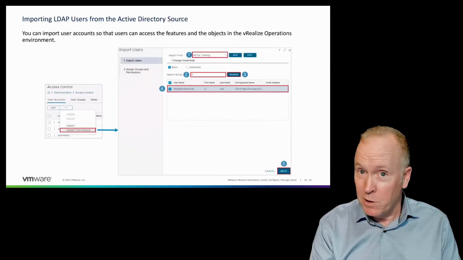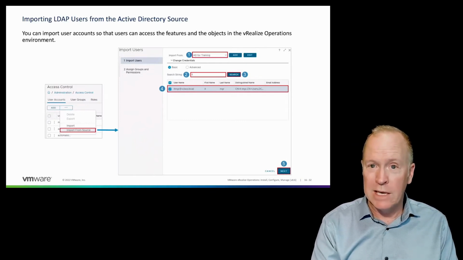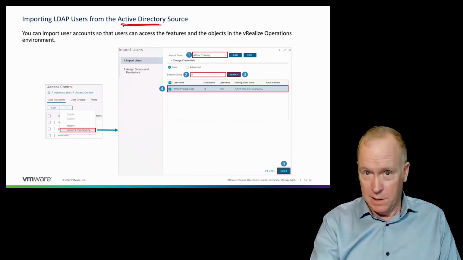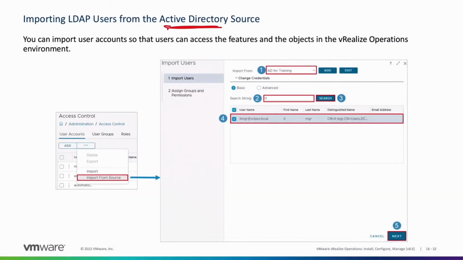Now that you have set up your LDAP import source, you can start importing LDAP users into vRealize operations. Again, continue with our example of an Active Directory set of users. What we would do is go to the same access control page that we went to before. You'll recall that access control page was where we went to the user accounts tab to add a new local user.